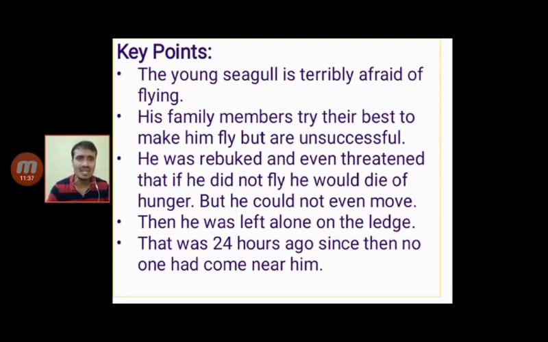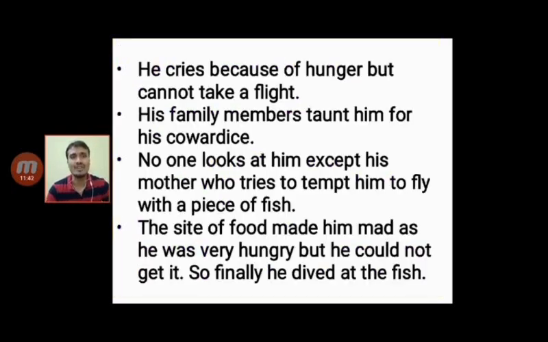Even after almost 24 hours, no one comes near him, and finally the bird thinks, now what is the option? There is nothing left. He was so hungry, he cries because of hunger but cannot take a flight. This was the situation for him.